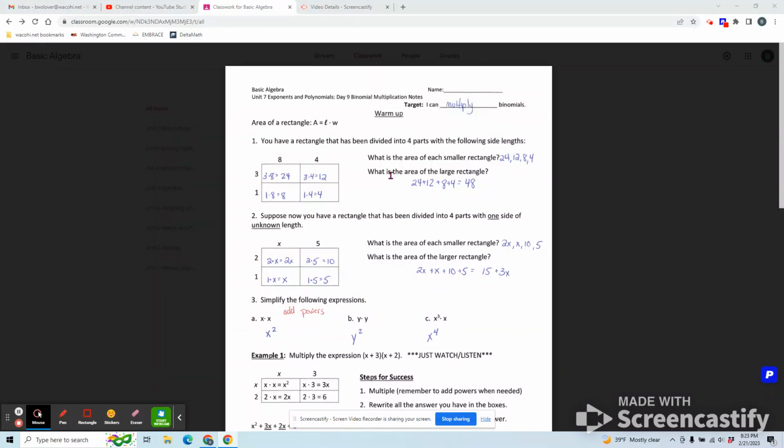Today we're going to focus on multiplying binomials by binomials. So this warm-up is getting us ready for what we're going to do today. The area of a rectangle is length times width, in case you forgot.